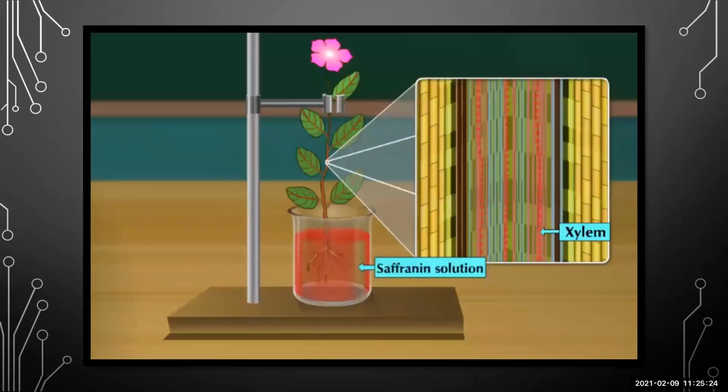We can also see in this, if we take the transverse section, transverse means if we cut it transversely, when we observe it in the microscope, we can see the xylem tissues have been stained with red color. So the conduction of water is carried out by the xylem tissues.